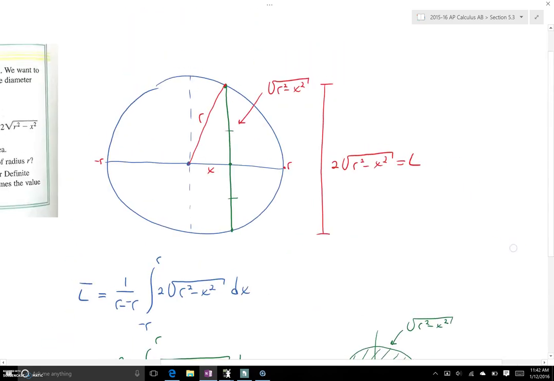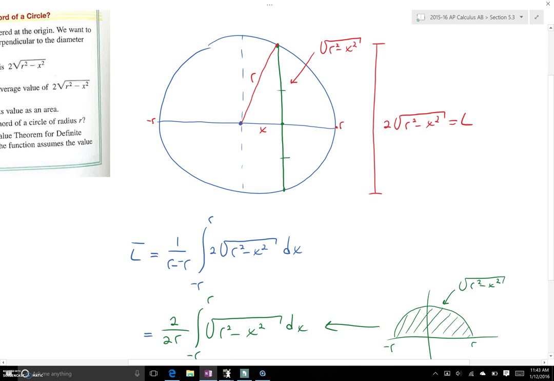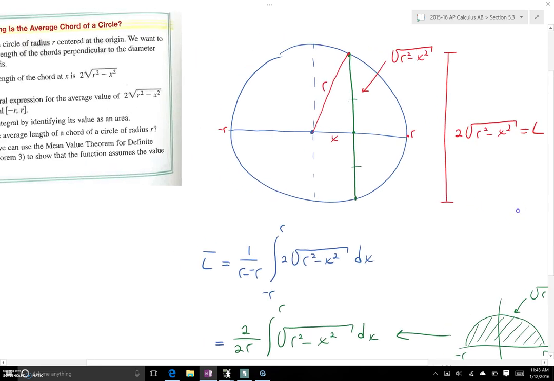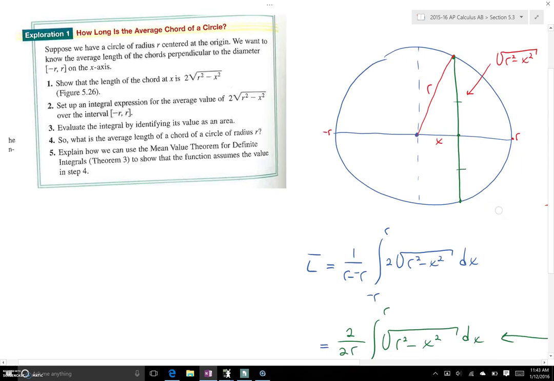Now, because the circle is completely symmetric about any axis and the diameter could run in any direction, we can extend the proof we did already to be any chord. So the answer to 4 is no different. And then 5, explain how we can use the mean value theorem for definite integrals to show that the function assumes the value that we found.